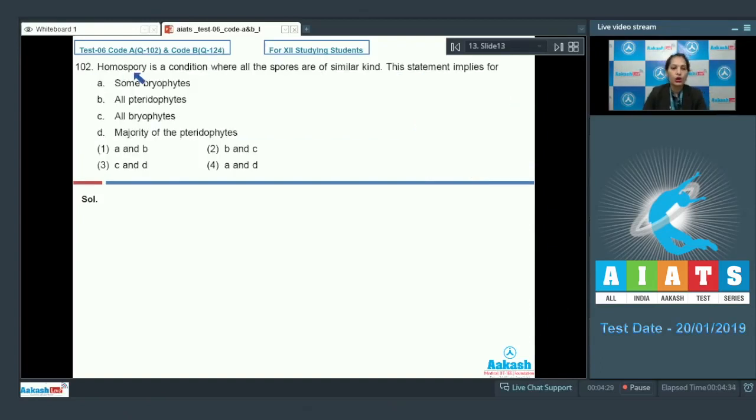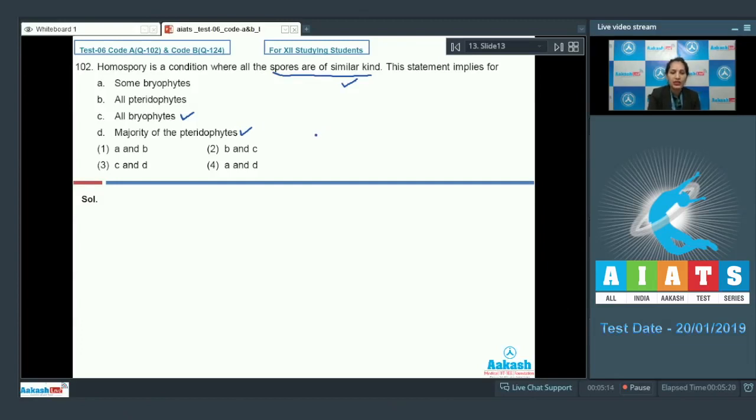Question number 102. Homospory is a condition where all the spores are of similar kind. This statement implies for A. some bryophytes, B. all pteridophytes, C. all bryophytes, D. majority of the pteridophytes. First option A and B, second B and C, third C and D, fourth A and D. Homospory is a condition where all spores are of similar kind, true, and this statement implies for all bryophytes, which are homosporous. And majority of pteridophytes are also homosporous. So this statement also implies for majority of pteridophytes.